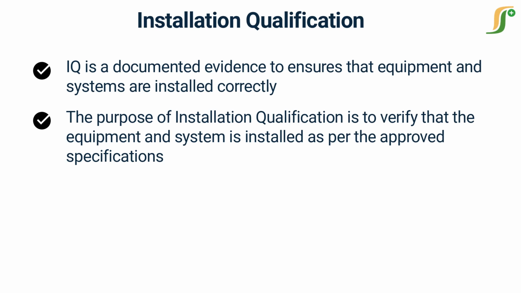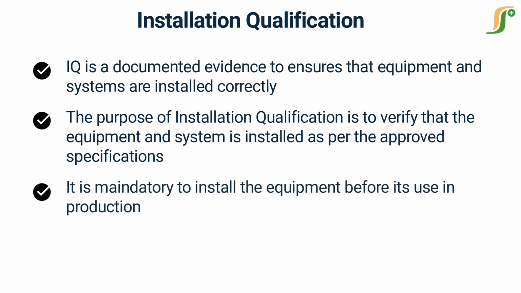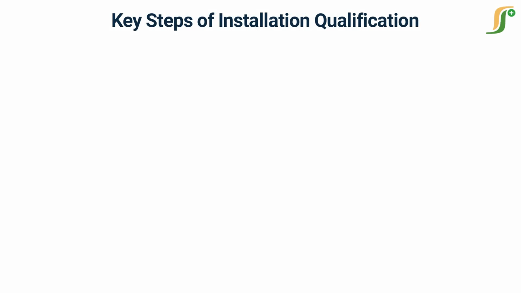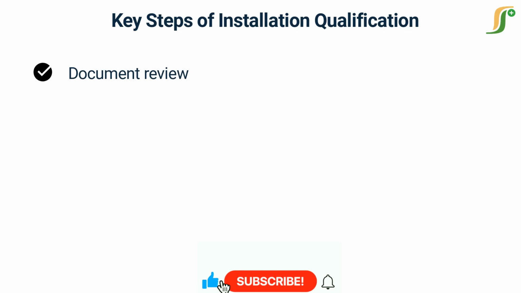IQ is typically performed after equipment or systems have been delivered to the installation site, but before they are used for production or testing. Let us know the key steps in an installation qualification process. There are 5 key steps. First is document review. Reviewing and verifying that all relevant documents, such as equipment design specifications, installation procedures, and drawings, are complete, accurate, and approved.